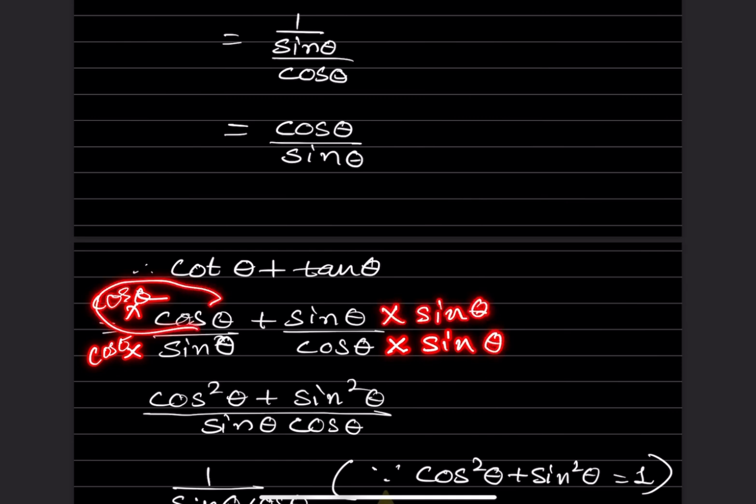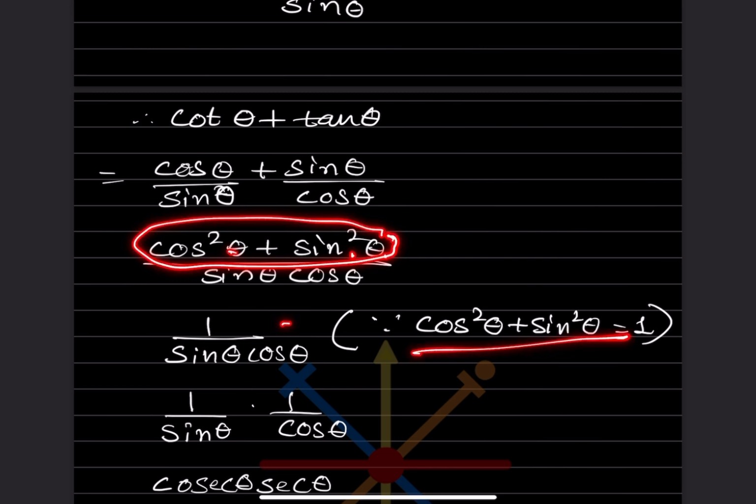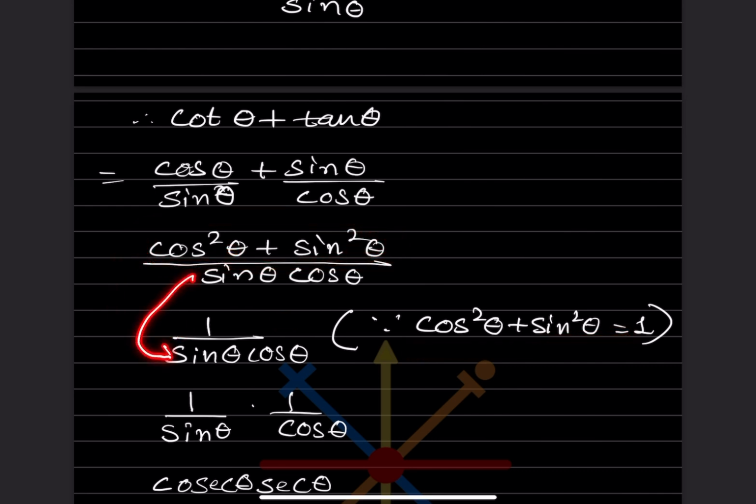So what will you get here? That will be cos square theta, and here you are going to get sin square theta, and the LCM is going to be sin theta cos theta. Now you know this is the first identity, sin square theta plus cos square theta, both are the same. That is 1. So in place of this, we are going to write 1. This will stay the same.